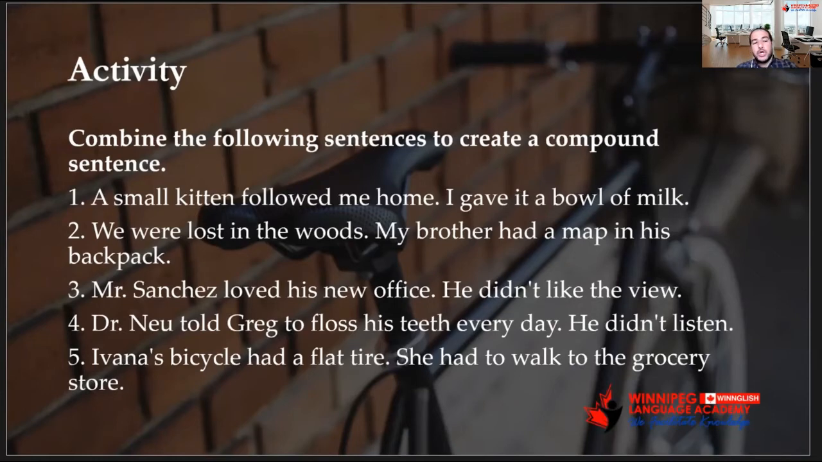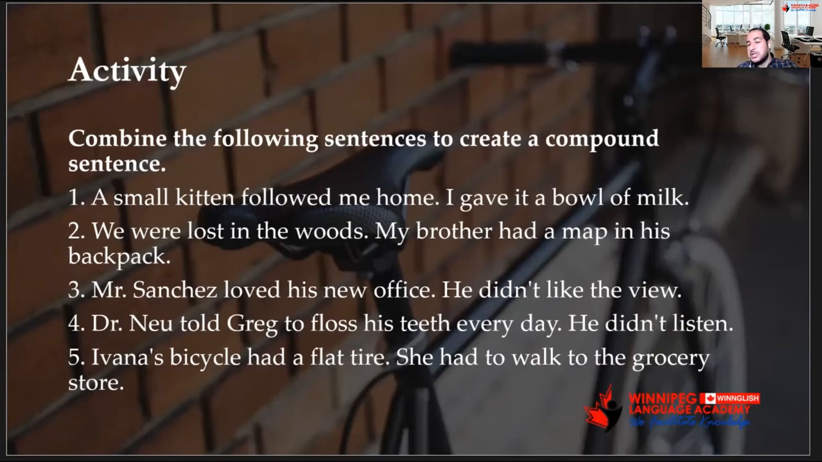What about number 2? We were lost in the woods. My brother had a map in his pocket. Yeah, Amani, your sentence is correct, but you need to look at the punctuation. So you could use a semicolon before it in order to show that.